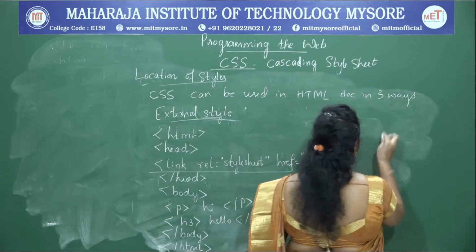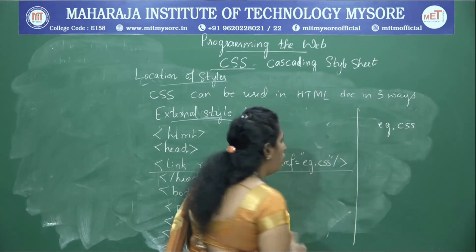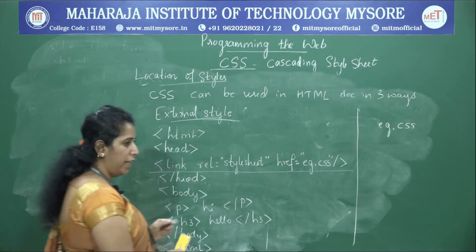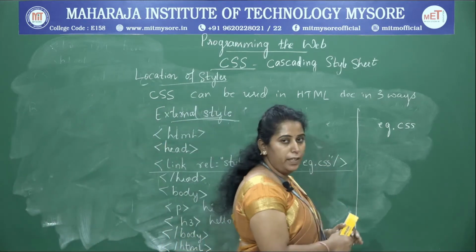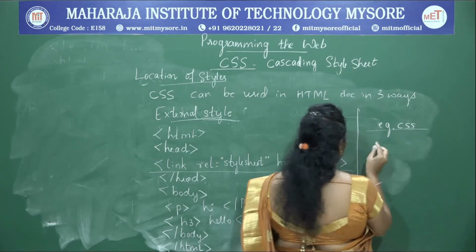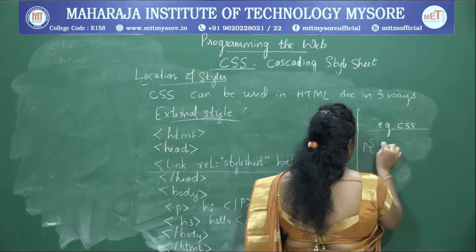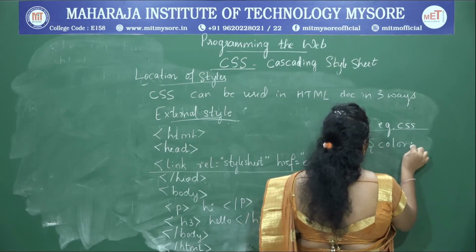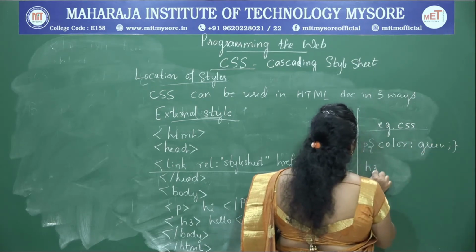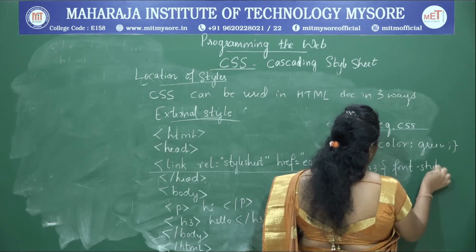I will just write this side, example.css. So what are all the tags I have given here? Paragraph tag and H3 tag. So in this text file you need to set the style rules. For example, P color should be green. For H3, font style is italic.